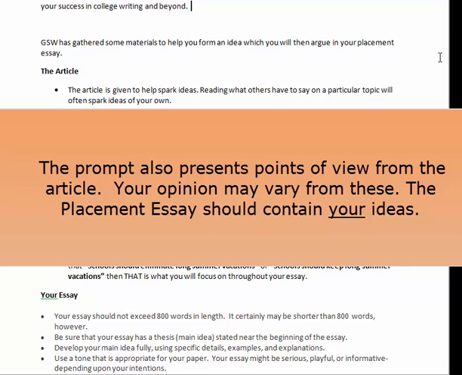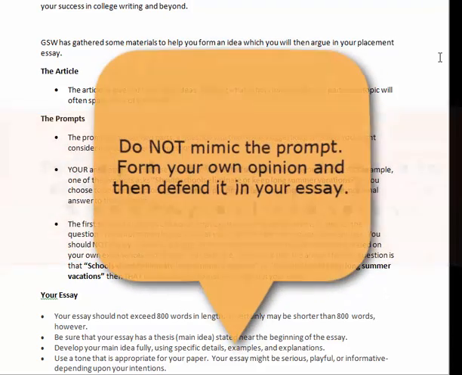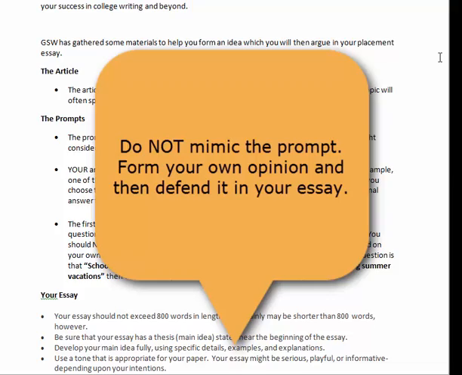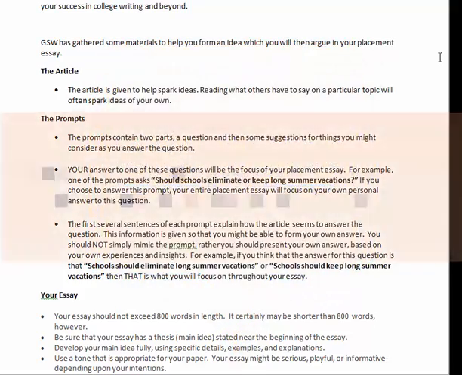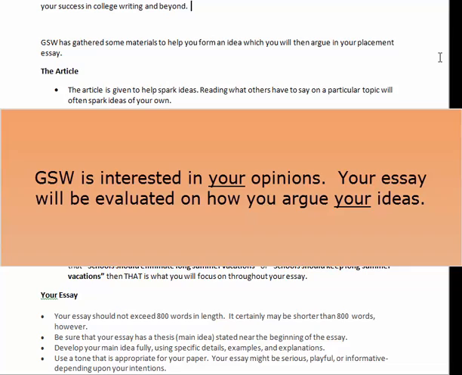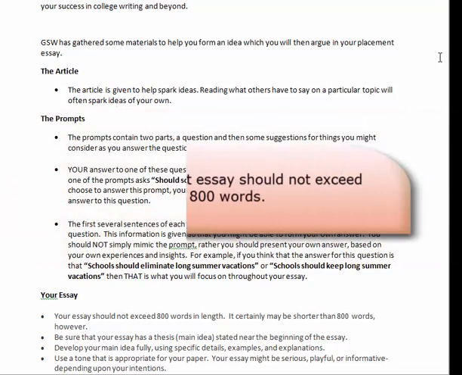This information is given so that you might be able to form your own answer. You should not simply mimic the prompt. Rather, you should present your own answer based on your own experiences and insights. For example, if you think that the answer for this question is that schools should eliminate long summer vacations, or schools should keep long summer vacations, then that is what you'll focus on throughout your essay.